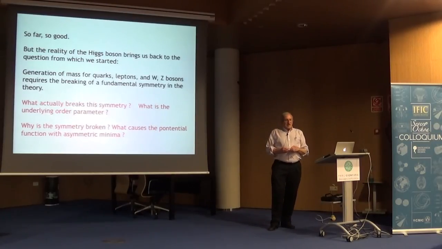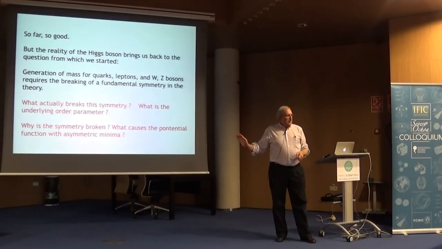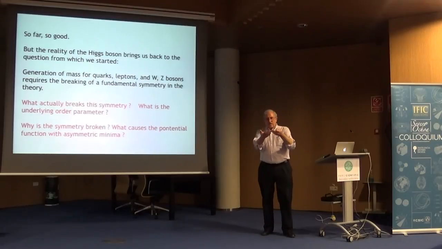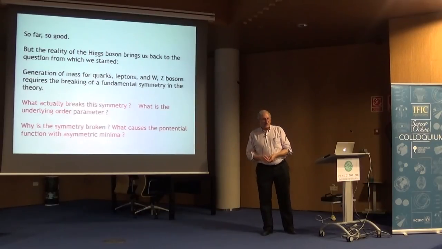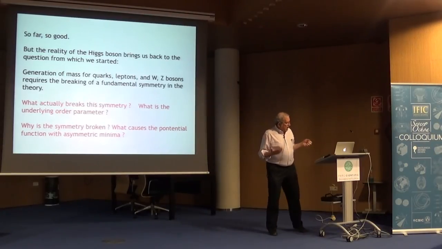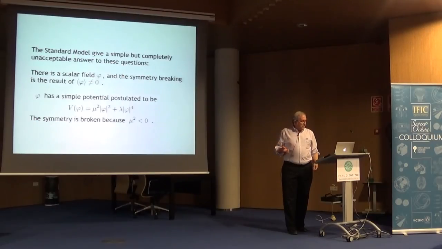But the fact that the Higgs boson is real gets you worried about the other two questions that I listed on that slide. Why does the Higgs boson exist? Why does it do what it does? Why does it have this potential which causes spontaneous symmetry breaking? And this is something that we, as yet, do not understand. And so now what I'd like to do is to talk to you a little about that, about the explanation for the spontaneous symmetry breaking in the standard model, and in some sense, what we can do about it.